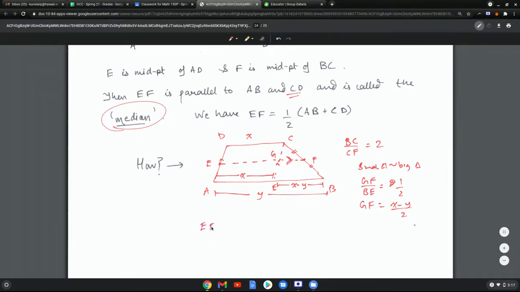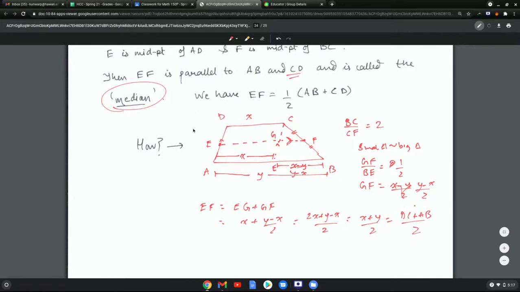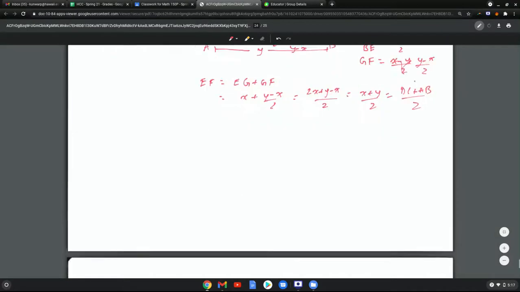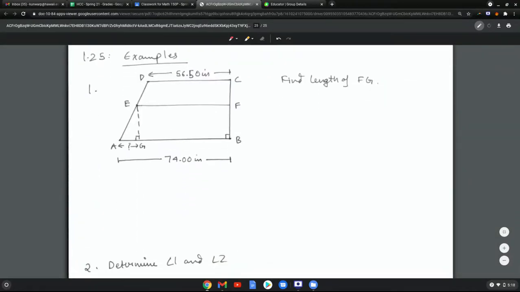So what is EF? It's EG plus GF, which is X plus, oh, this is Y minus X, sorry. Y minus X over 2. Y minus X over 2, which is 2X plus Y minus X over 2. That's X plus Y over 2, which is to say it is DC plus AB over 2. So that's one way to, again, very nicely use the results we've learned so far in order to prove a new result. Now let's look at an example.